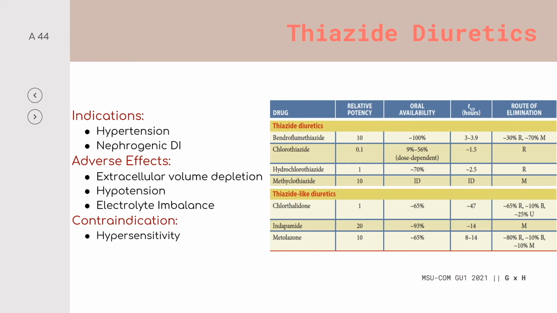Thiazide diuretics end in the suffix thiazide, as you can see in the drugs located in this image. Indications include hypertension and edematous states, as well as nephrogenic diabetes insipidus. Adverse effects include extracellular volume depletion, leading to dehydration, hypotension, and electrolyte imbalance. Contraindications include hypersensitivity, as thiazides contain a sulfa compound.